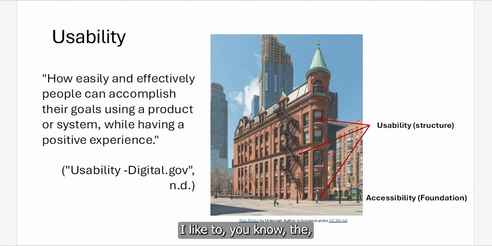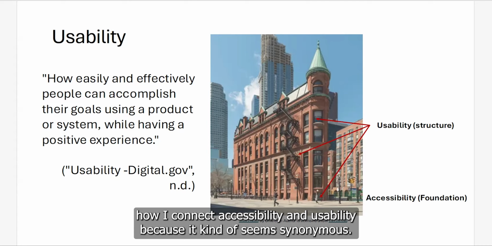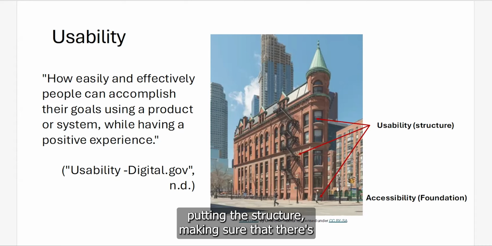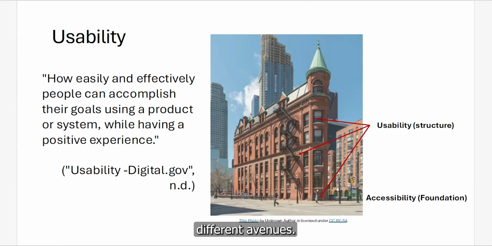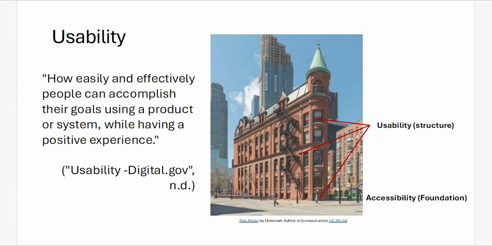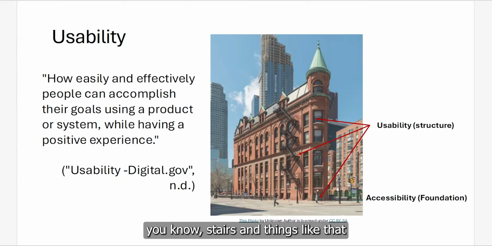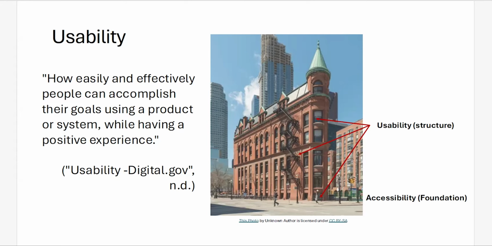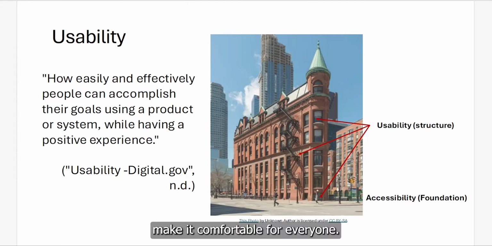I like how I connect accessibility and usability, because it kind of seems synonymous. But I view accessibility as the foundation of a building, putting the structure, making sure that there's different avenues for people to go into a building. And then you have the structure, which is the usability, having doors and open spaces and stairs and things like that that make it accessible and easy for people to walk in and out of the building and make it comfortable for everyone.